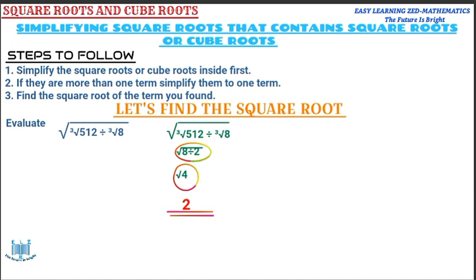Evaluating the square root of the square root of the cube root of 512 divided by the cube root of 8 will give us the answer, which is 2.